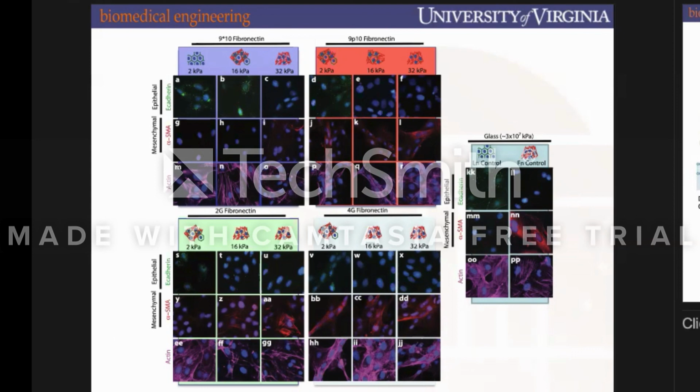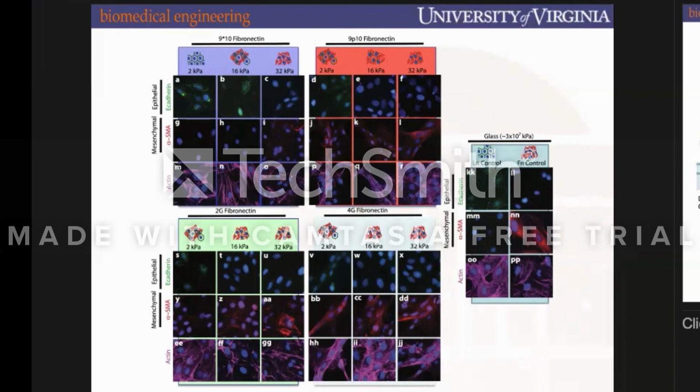And so, like I mentioned before, mechanotransduction, cells sense their surrounding area. So if you put cells on glass, our tissues are usually, for a fibroblast in a lung, it sees about a 5 kilopascal environment. Glass is 3 times 10 to the 7 kilopascal. So it's 10 million times stiffer than our native tissue. That's super physiological. Our cells typically don't see that.